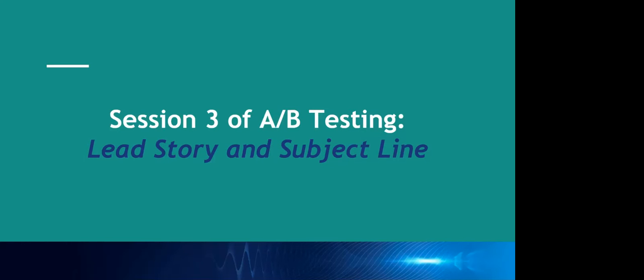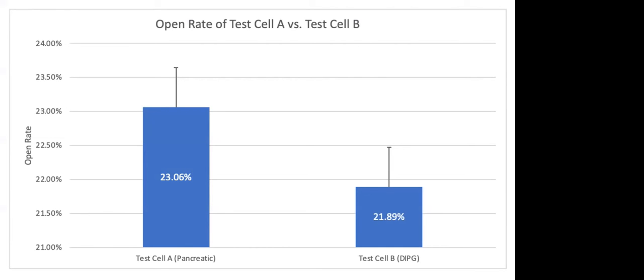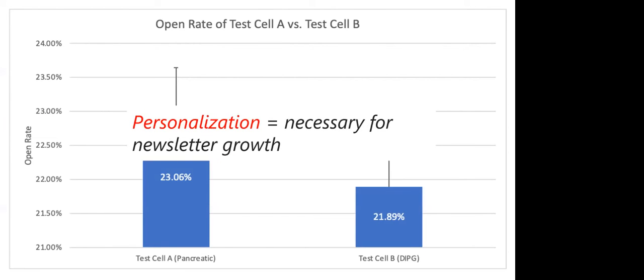For our third A/B testing session, we tested 2 different lead stories and subject lines. Test cell A's lead story was on a pancreatic cancer clinical trial, and test cell B's lead story was on a pediatric brain cancer, or DIPG, clinical trial. We wanted to see how the different subject lines affected the open rate. As you can see, there's about a 1% difference in open rate, which isn't very significant. That showed us that without personalization of different stories and subject lines based on the newsletter's vast demographic, we're not going to see a huge growth or a major change in open rate. So personalization is necessary for newsletter growth.